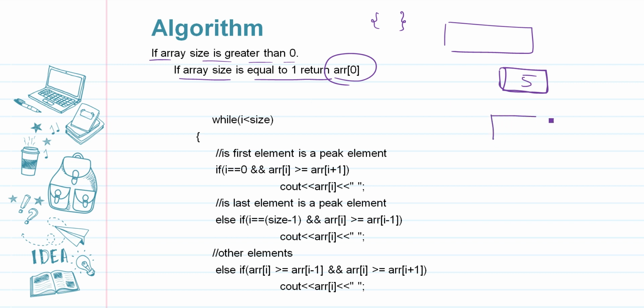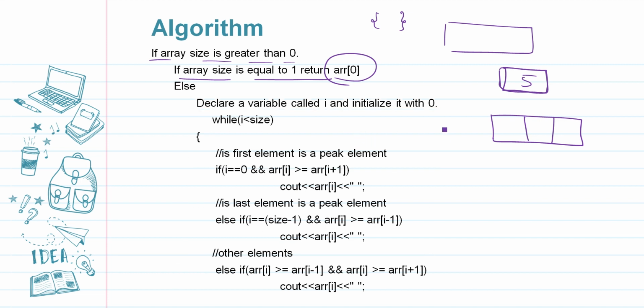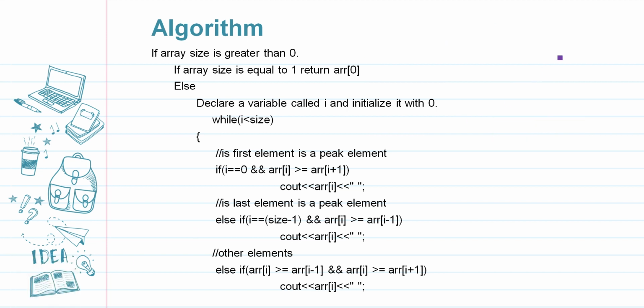Now, if the size is greater than 1, move on to the next part, which is the else part. In this else part, we are going to declare a variable called i, and i will be initialized with 0. Why 0? Because array elements start from index 0 onwards, right? So the i value will be 0 and it will go from 0 to n. Let's say we have an example of array size 5, so it will go from 0 to 5.